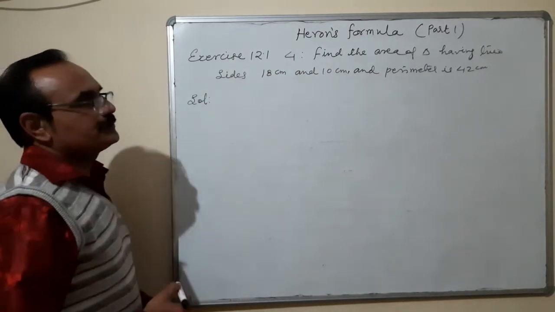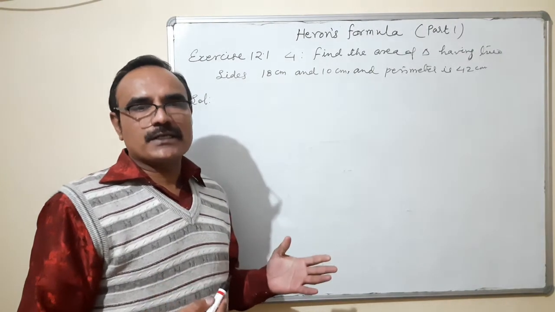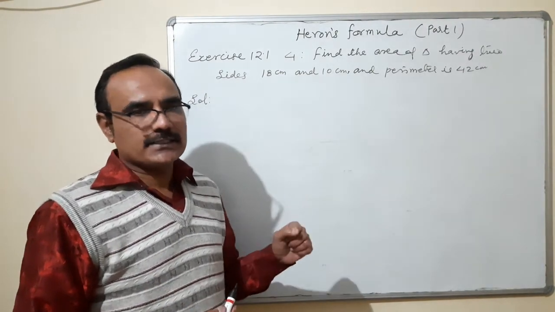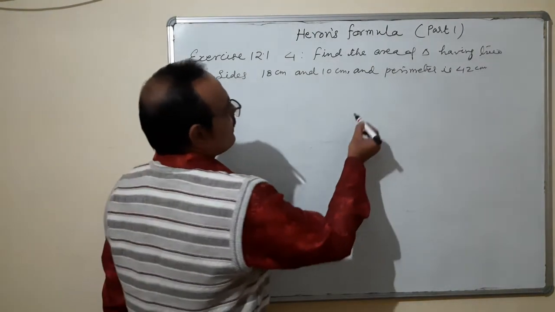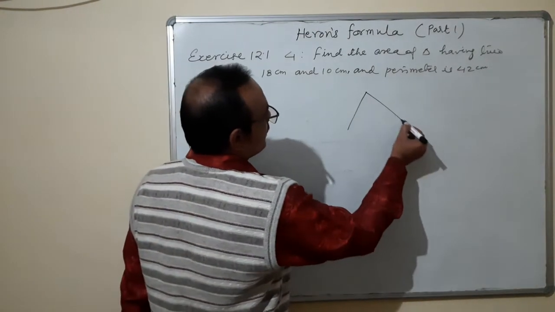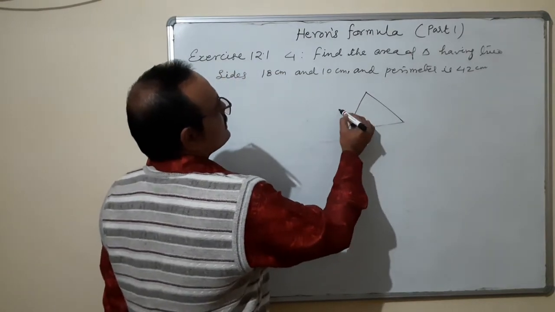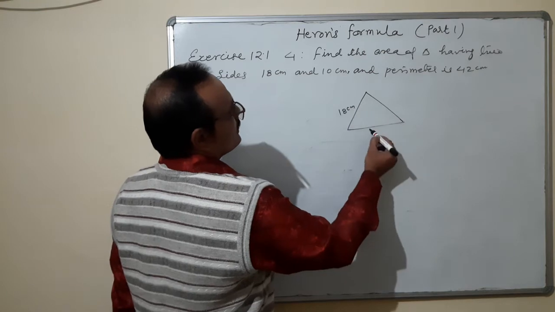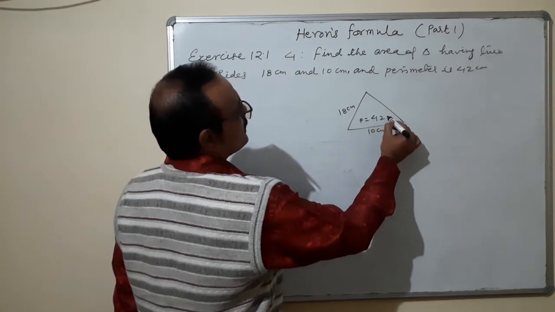How to solve this question? In a triangle, two sides are given and the perimeter is given. Perimeter is the sum of three sides, two already given. For finding the third side, perimeter minus the sum of two sides. Okay, you can make a simple diagram like this. Sides are given 18 centimeter, this is 10 centimeter, and the perimeter is 42 centimeter.